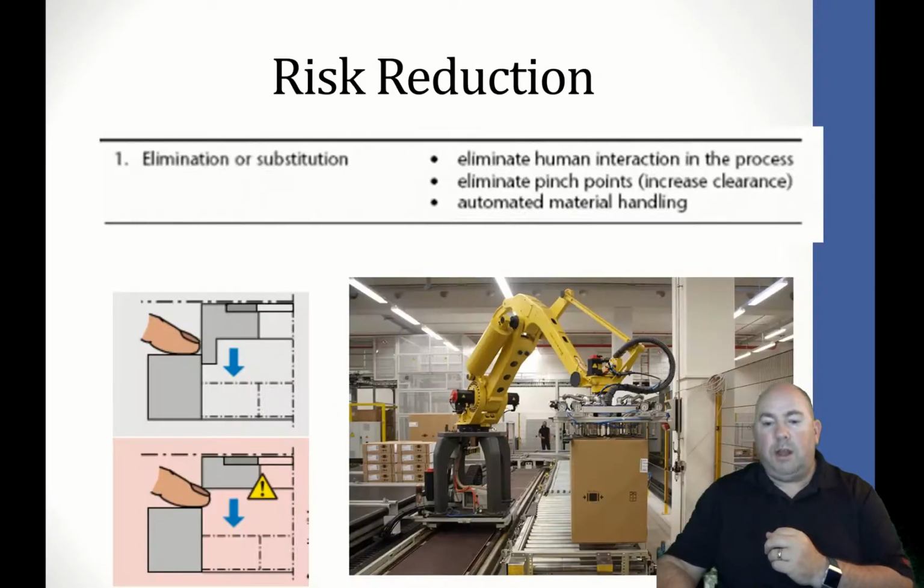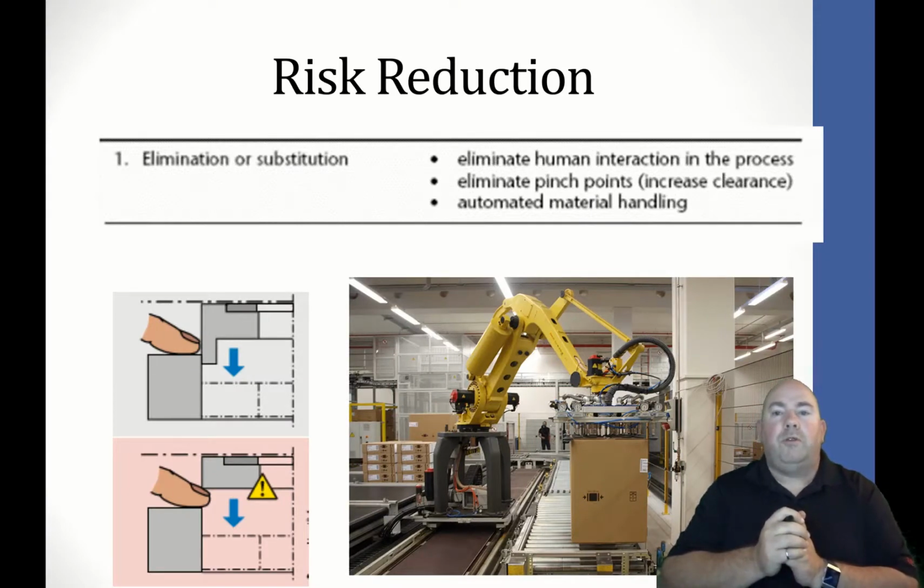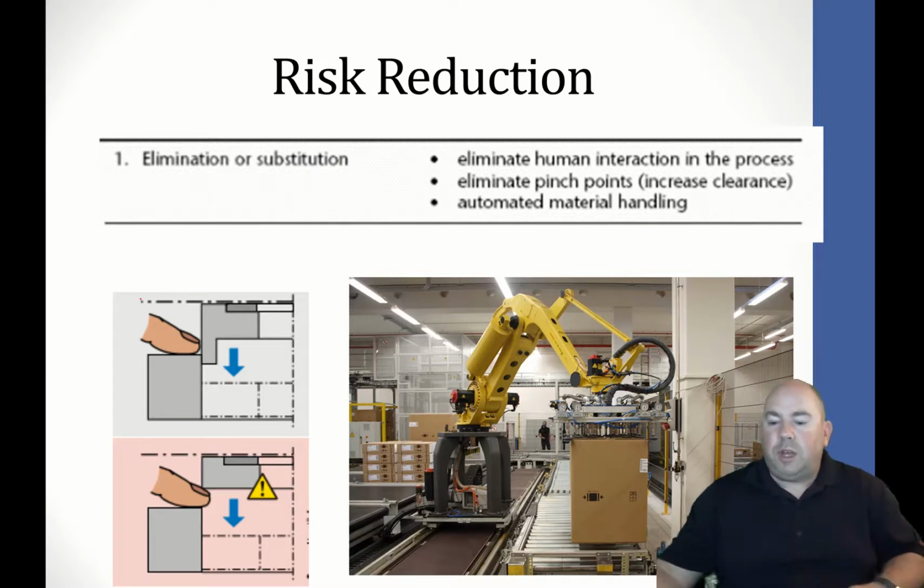There's our chart again. So let's talk about different methods of risk reduction. The very first one we're going to talk about is called elimination and substitution. So this is our highest level of risk reduction methods. Elimination and substitution. So some examples of these. Basically, we're going to talk about completely eliminating, first of all here, eliminating human interaction in the process.